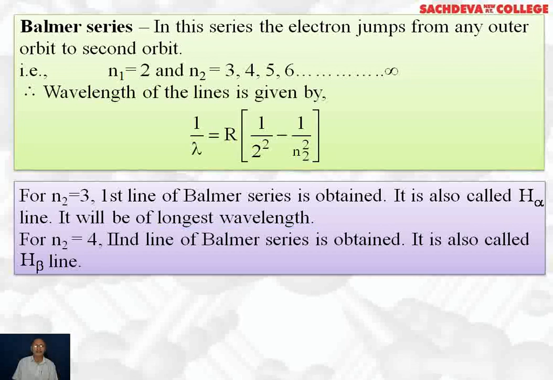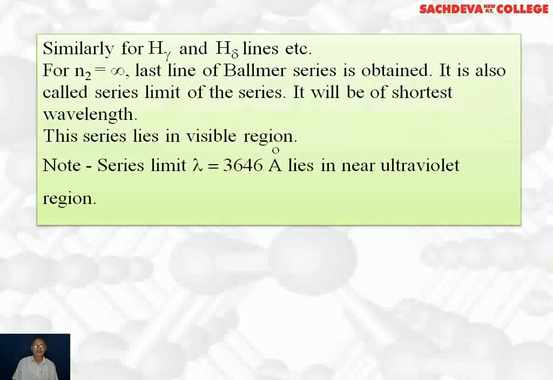For n2 is equal to 4, second line of Balmer series is obtained. It is also called H beta line. Similarly, for H gamma and H delta line, etc., we can find out. For n2 is equal to infinity, last line of Balmer series is obtained. It is also called series limit of the series. It will be of shortest wavelength and highest energy. This series lies in visible region. Series limit lambda comes out to be 3646 Angstrom and lies in near ultraviolet region.